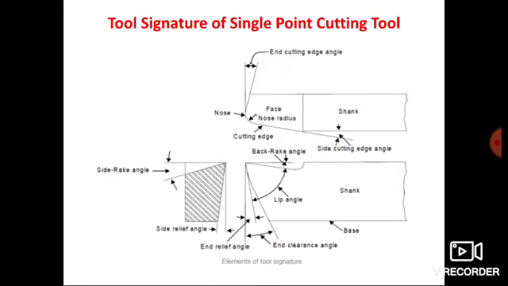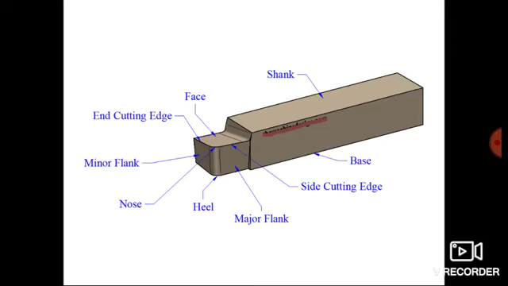Now we will discuss the tool signature of a single point cutting tool. That means the various angles associated with a single point cutting tool. So for better understanding of the various angles, we have taken its orthographic projection. Here you can see this is the front view, this is the top view, and this one is a side view. Again I am repeating, this is the front view of a single point cutting tool, this is the top view, and this is the side view.